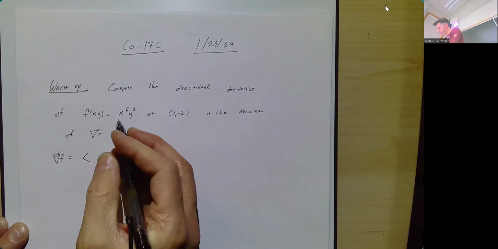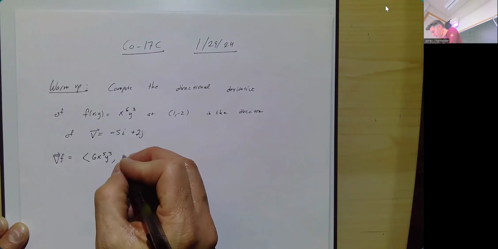Gradient in terms of my variables is going to be the x component is going to be 6x to the 5th y cubed. The second component is going to be x to the 6 times 3y squared.